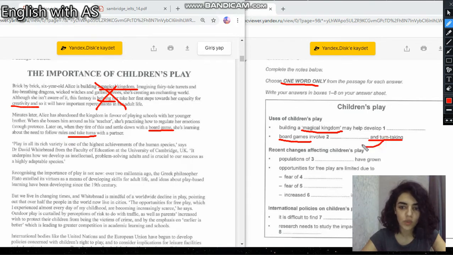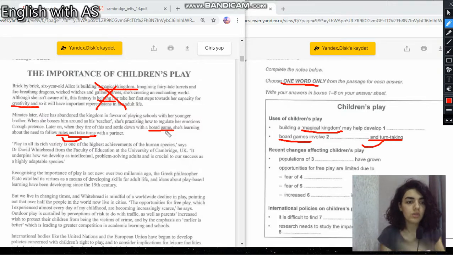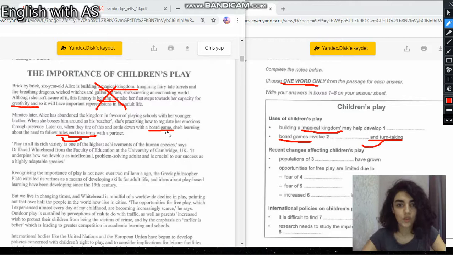So before take turns, I should have my answer, which is a noun. So rules is my answer here. You see, we were looking for a noun which was supposed to be before take turns, and here it is. My answer is rules. Okay, so it's very easy.